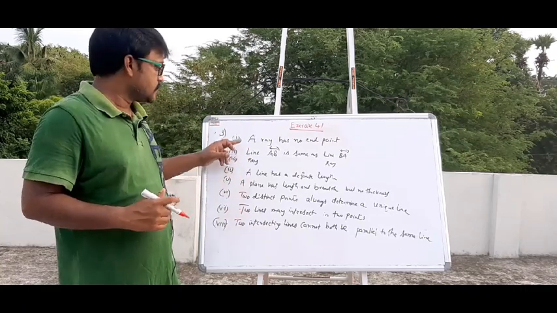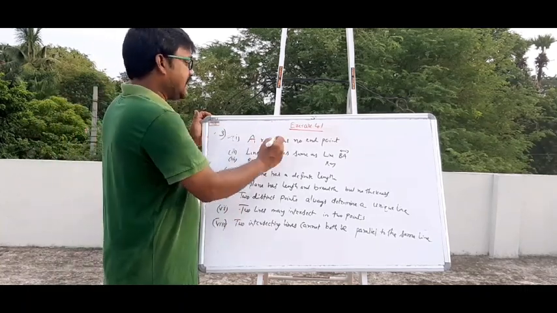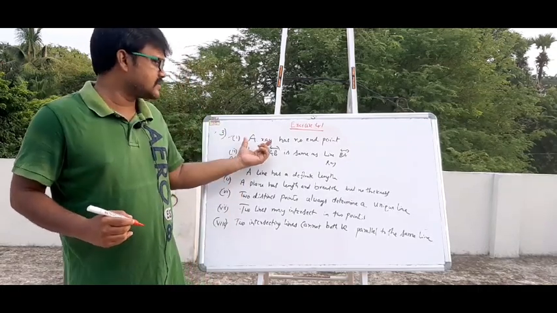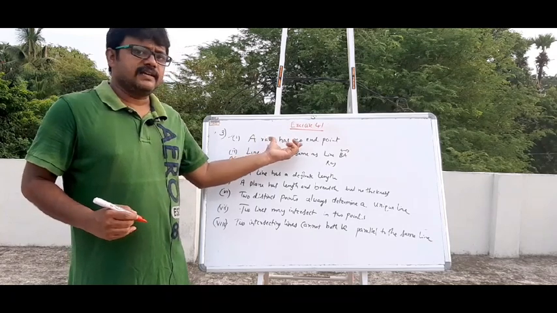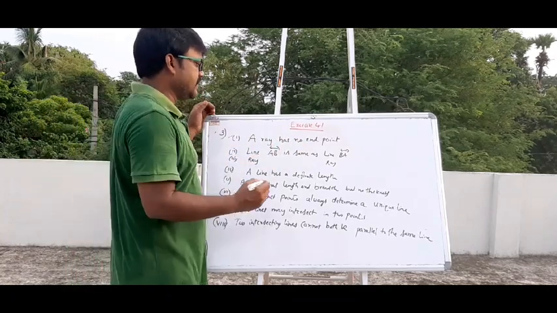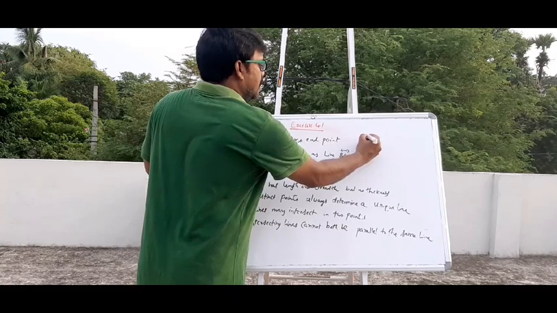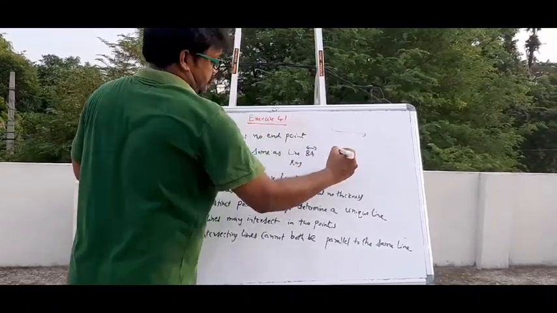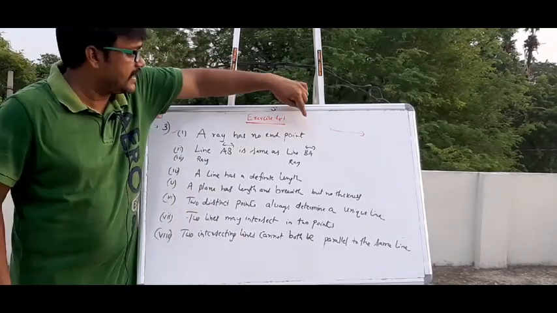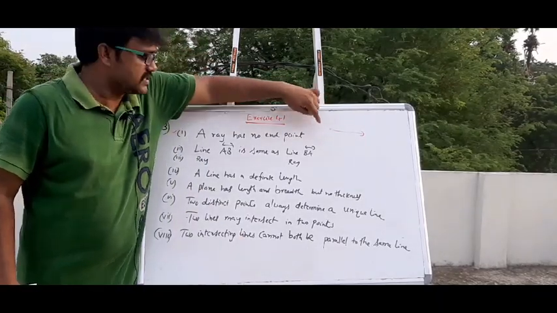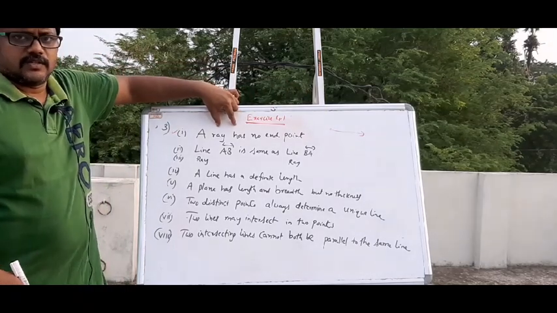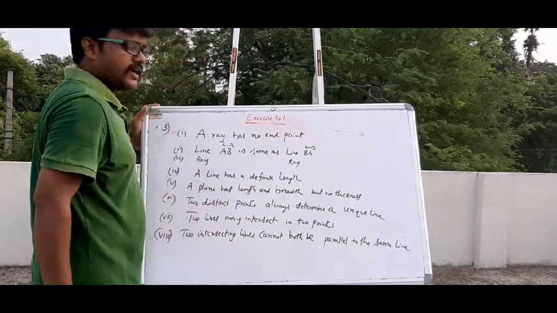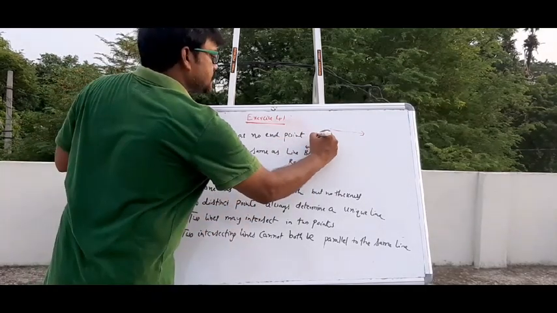Follow carefully. So now see, the first one: a ray has no end point. Is it true or false? Think a second. A ray has no end point. Obviously it is a false statement, because a ray has a beginning. That means one end point is there. Since it has a beginning, of course it goes endlessly. So we must say a ray has an end point. That's why it is a false statement.